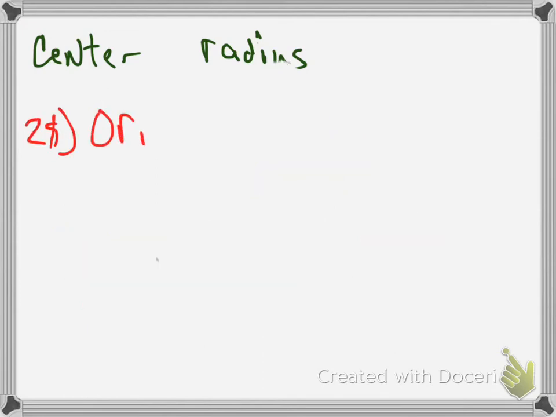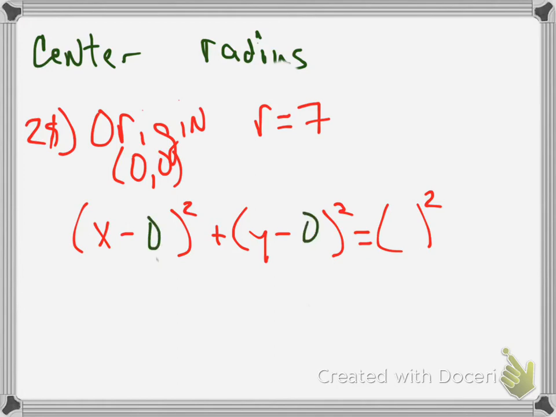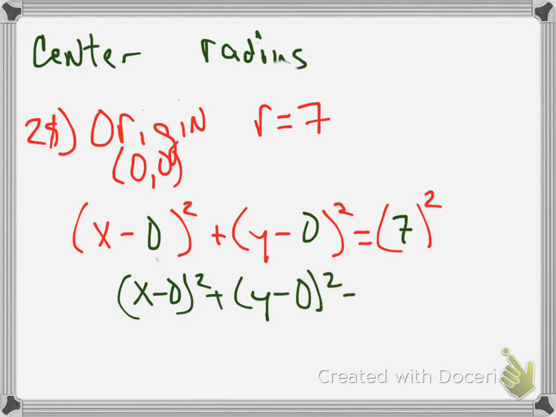Okay, number 28 says my center is at the origin and a radius of 7. Keep in mind the origin is at 0, 0. So if you set it up like this, you could tell me that it is x minus 0 squared plus y minus 0 squared equals 49, or you could just tell me x squared plus y squared equals 49. Either one would be acceptable.